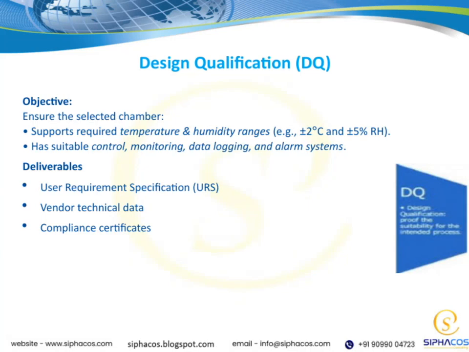Now, let's look at the design qualification, or DQ, which is a crucial step in ensuring we select the right chamber for our needs. The main objective here is to make sure that the chamber we choose can support the required temperature and humidity ranges. For example, it should maintain temperature within plus or minus 2 degrees Celsius and humidity within plus or minus 5% relative humidity. It's also important that the chamber has suitable control, monitoring, and data logging systems in place. These features are essential for maintaining consistent conditions and for documenting performance over time.